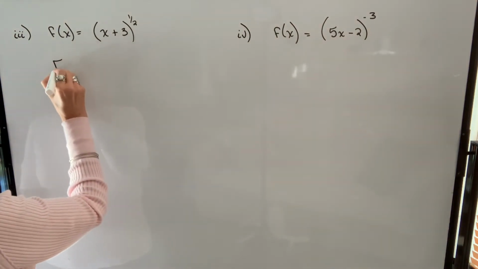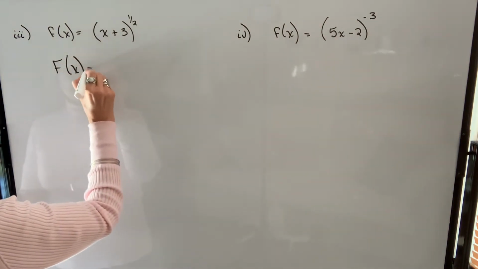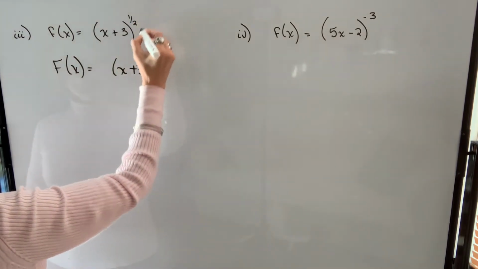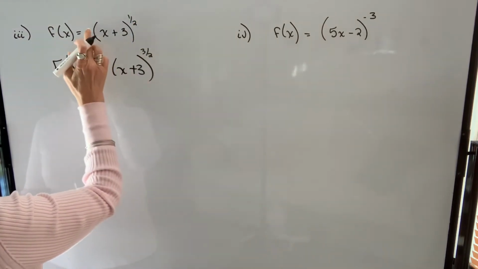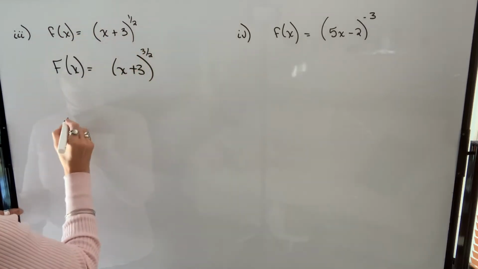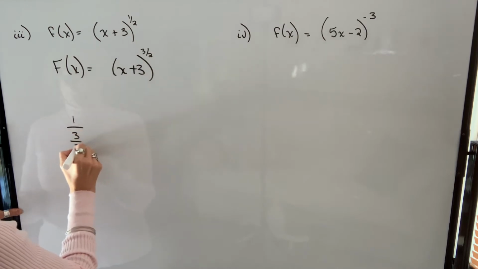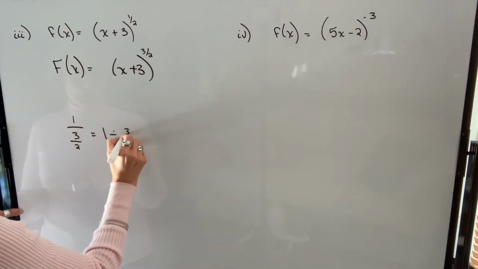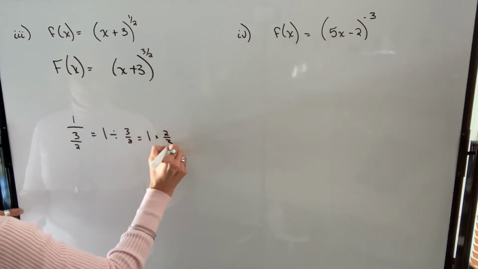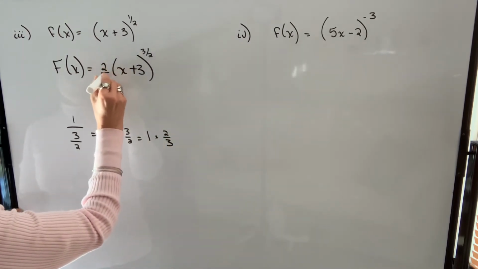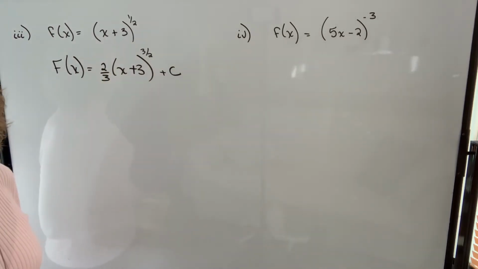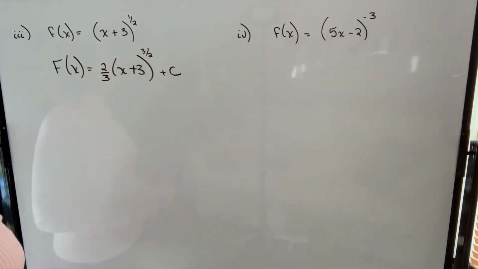So when we find the antiderivative, it will be x plus 3 to the power of 1 half plus 1, which is 3 halves. We take this coefficient and we divide by 3 halves. So 1 divided by 3 halves. Remember, when you're dividing by fractions, you multiply by the reciprocal. So that would be 2/3. And again, we can put plus c to represent a constant that we're unaware of.